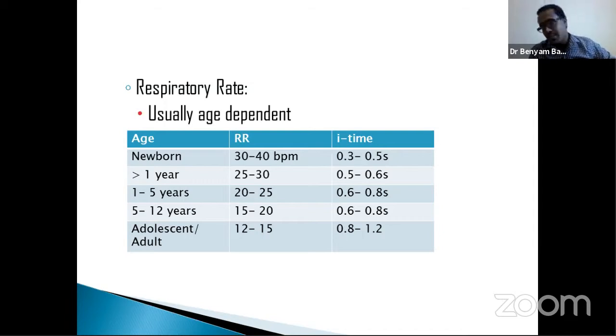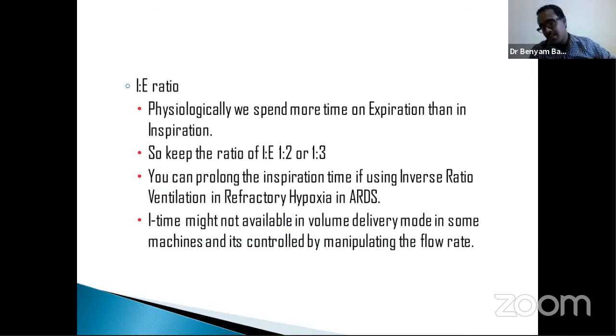So the next is the IE ratio. Physiologically, as I mentioned a couple of times, and again now, we spend more time in expiration than in inspiration. So usually, at the initial setting, keep the expiratory time a bit longer, so a 1:2 or 1:3 ratio. You can do this if you're using a pressure mode by increasing or decreasing the inspiratory time.